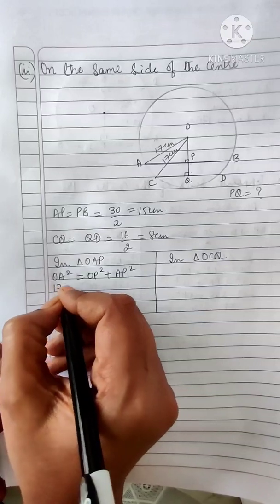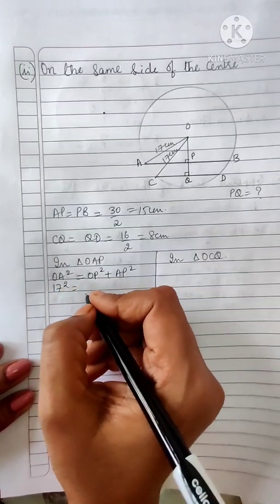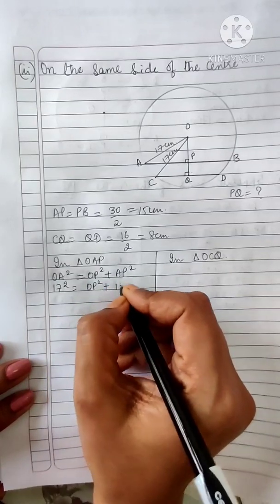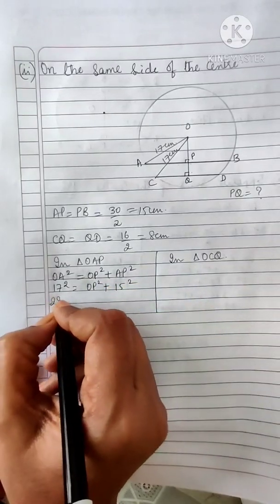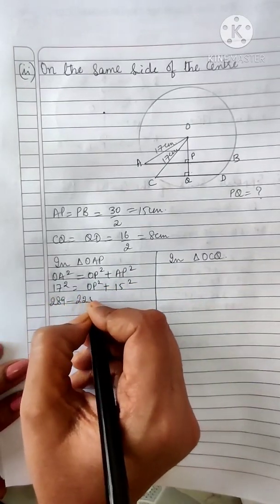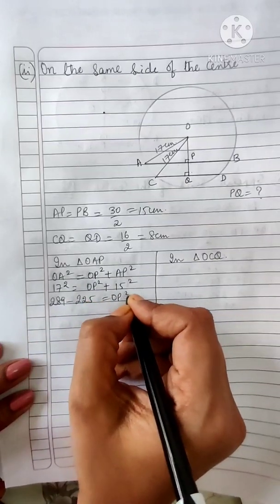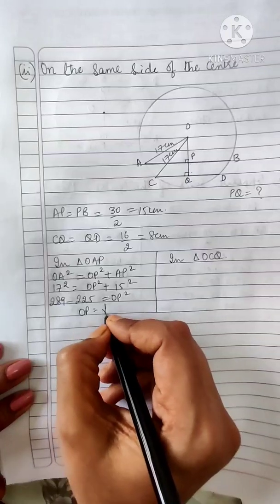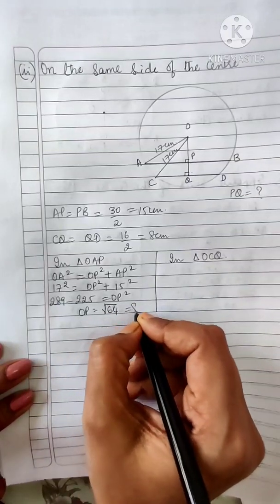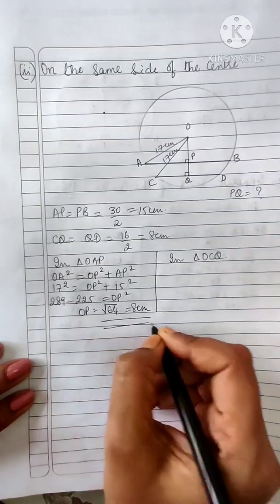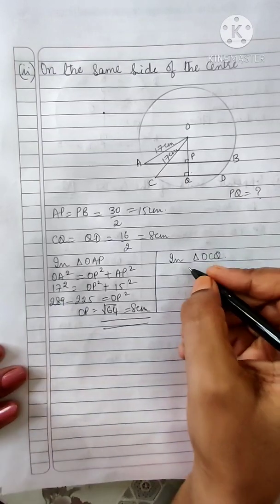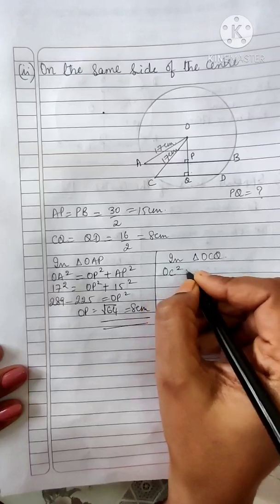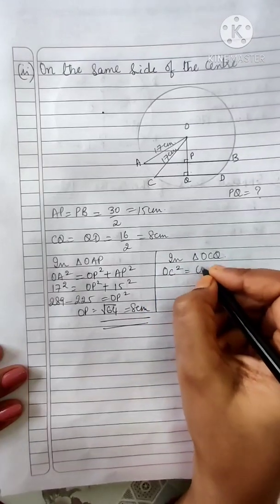You know OA is the radius, so 17 square is equal to OP square plus 15 square. 289 minus 225 is equal to OP square, and OP is equal to root over 64, which is equal to 8 centimeter.